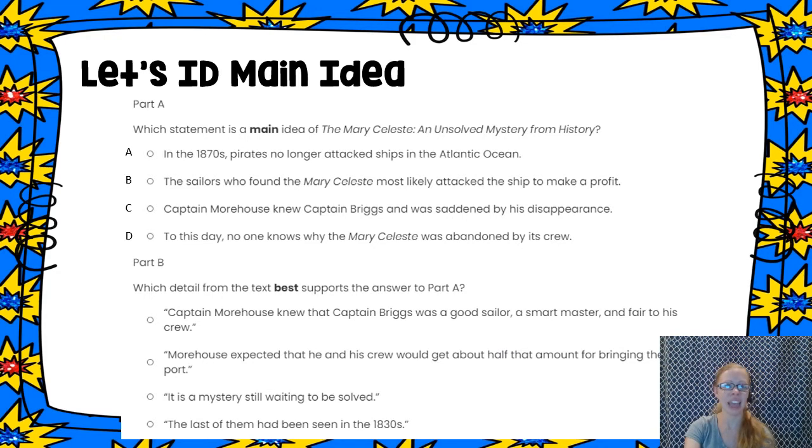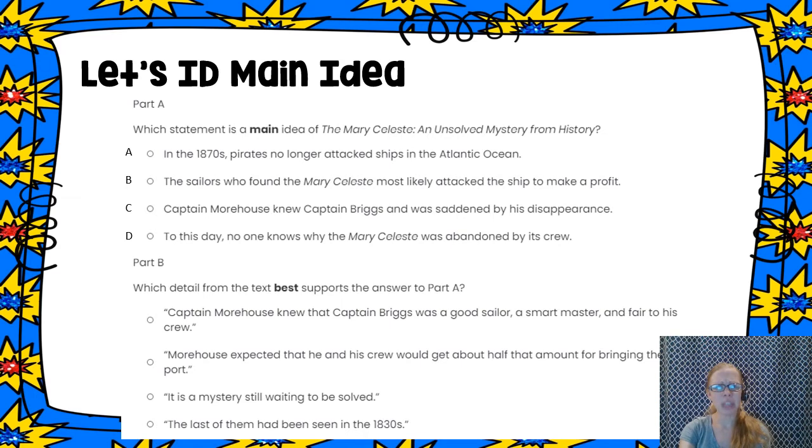So our choices: A. In the 1870s, pirates no longer attacked ships in the Atlantic Ocean. B. Sailors who found the Mary Celeste most likely attacked the ship to make a profit. C. Captain Morehouse knew Captain Briggs and was saddened by his disappearance. Or D. To this day, no one knows why the Mary Celeste was abandoned by its crew.